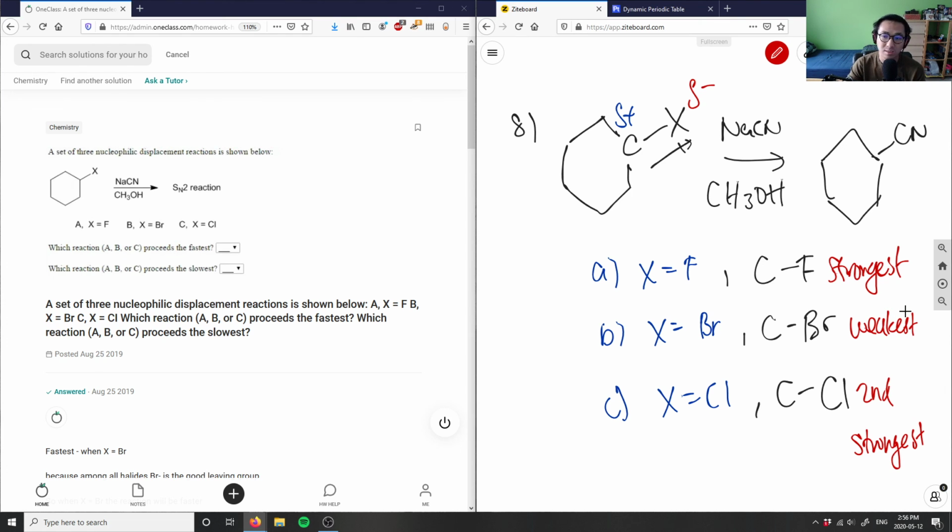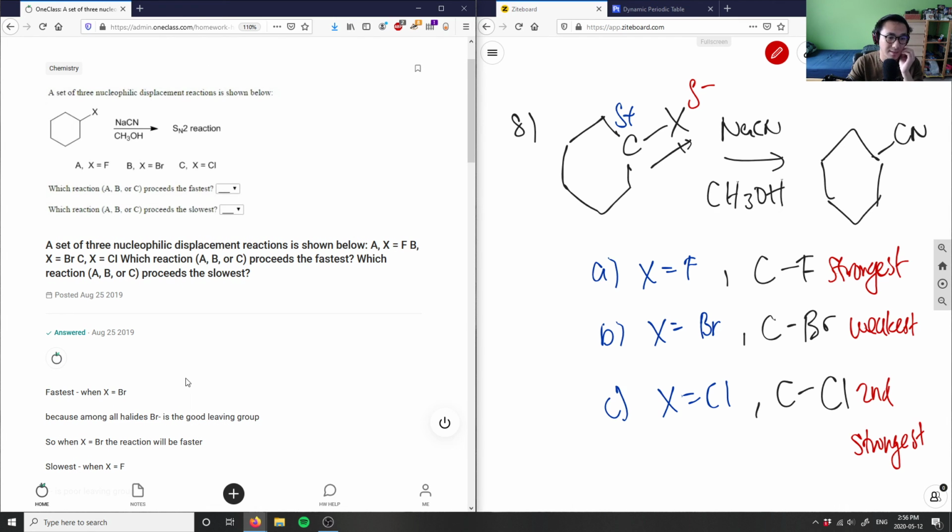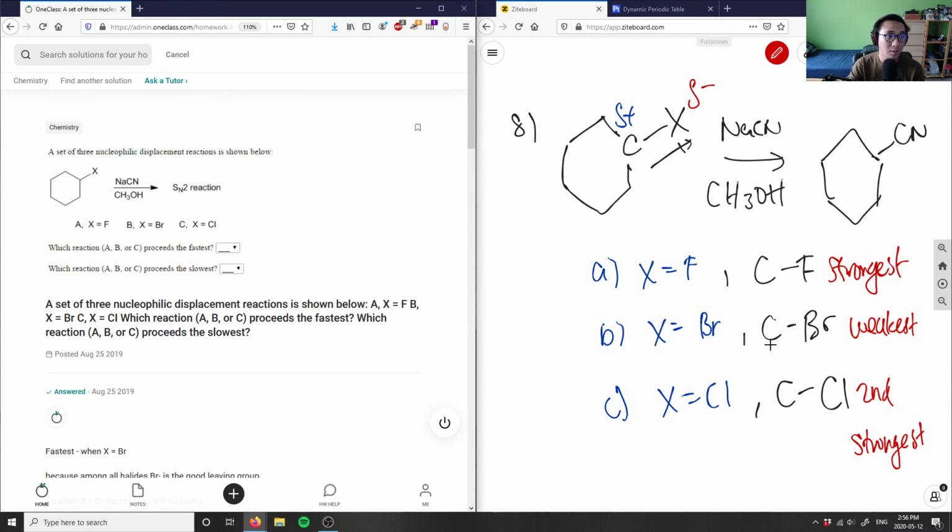So obviously the weakest bond is going to be substituted first, right? So again, this B here is our answer. It's going to be fastest when X equals Br, because Br minus is a good leaving group because of the lack of electronegativity difference between carbon and the bromine. So this solution here is correct.